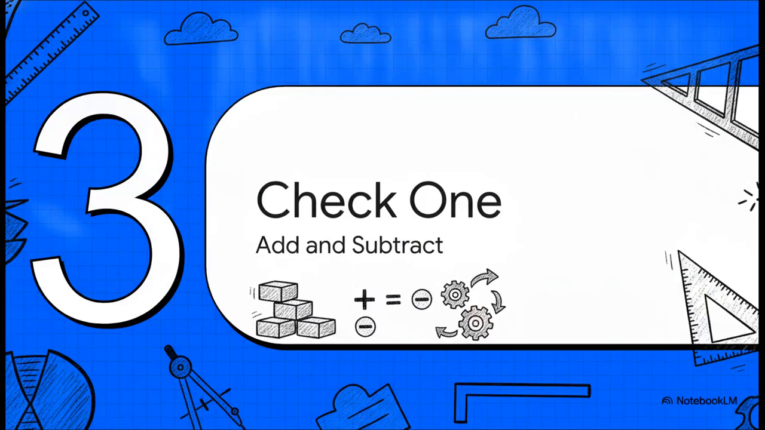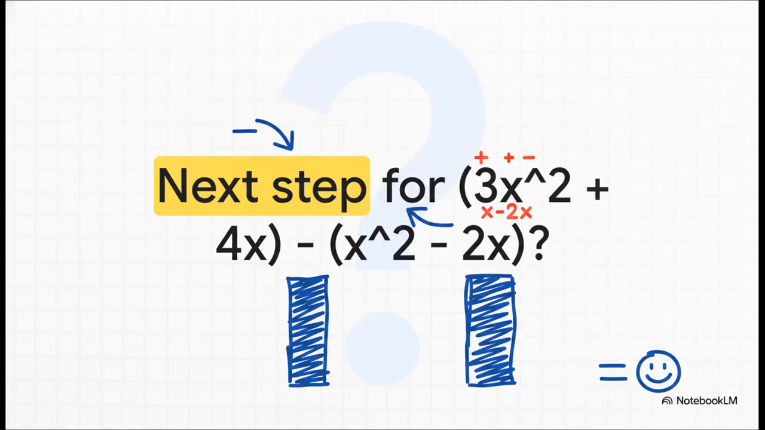Let's hit Section 3, check 1, add and subtract. Okay, we've laid out the foundation. Let's pause for a quick check to make sure our blueprint is sound. Look at this problem. The group 3x squared plus 4x minus the group x squared minus 2x. Think about it for a second.